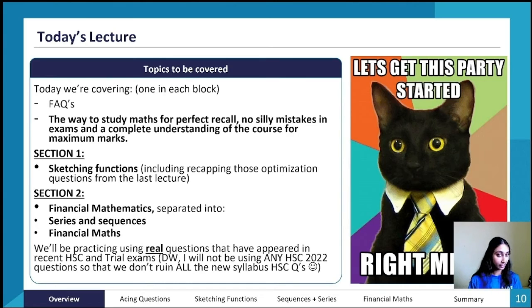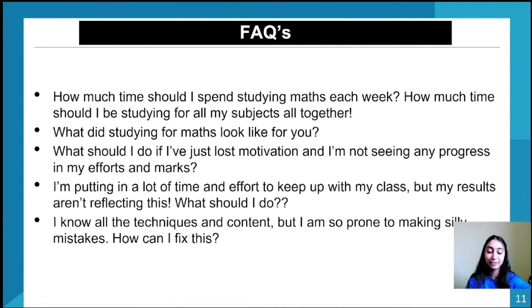I won't be using any HSC 2022 questions just so I don't ruin all of the questions that you could do in future past papers. But yeah, just something to keep an eye out for.